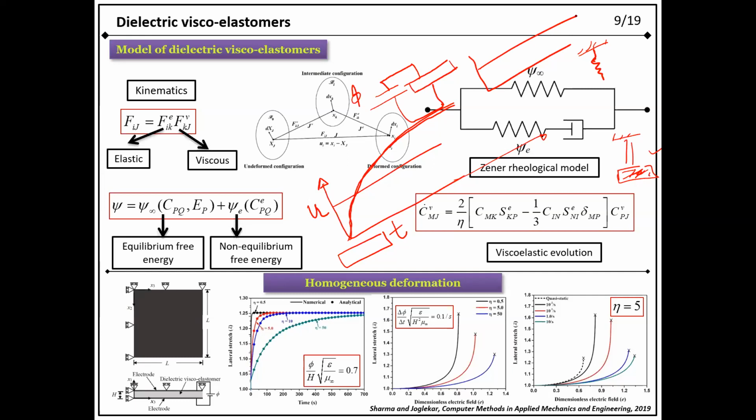Okay, so here these are some responses you can see, for different materials with different parameters. Okay, so the material with a lower eta will settle to the equilibrium position suddenly, and those with a higher eta or viscosity parameter will continue to deform and will take time to come to the equilibrium position. Okay, so this is how viscoelasticity affects the behavior of the elastomer.